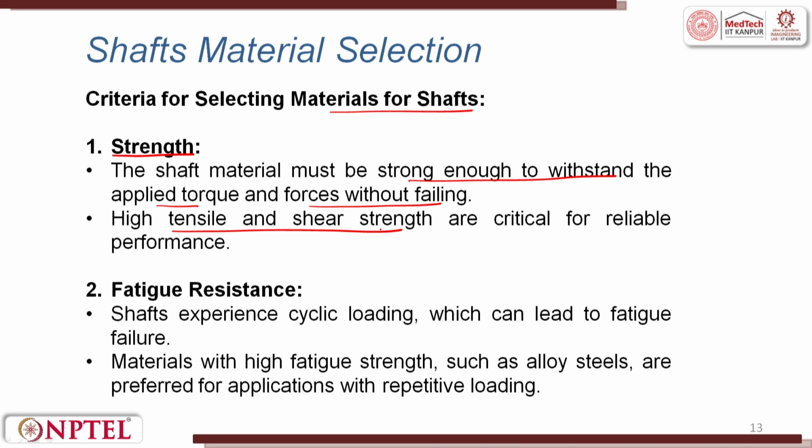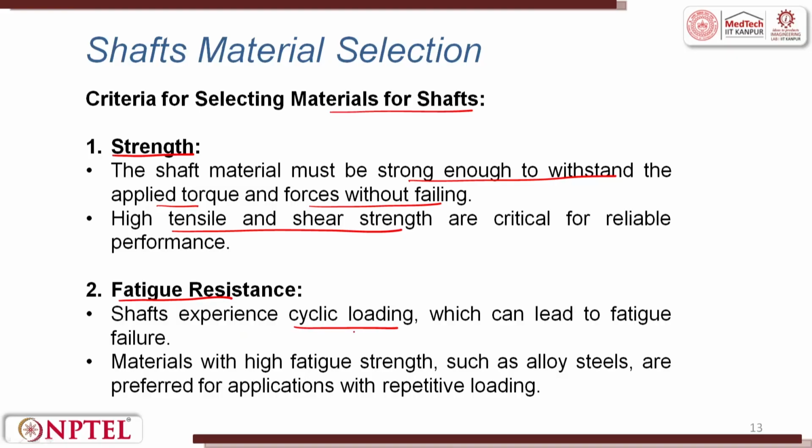Fatigue resistance. Like we took the example of the tests for the strength of components, such as the tensile test, compression test, and bending test, those were for shafts. What is the bending strength there? Those were all for components such as shafts. Similarly, fatigue strength is tested where cyclic loading, that is continuous vibrational loading, is there, as shafts experience cyclic loading. So, fatigue resistance, which can lead to fatigue failure, is tested here. Materials with high fatigue strength such as alloy steels are preferred for applications with repetitive loading. So, this is fatigue resistance.